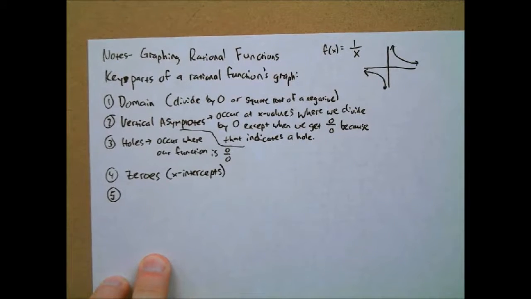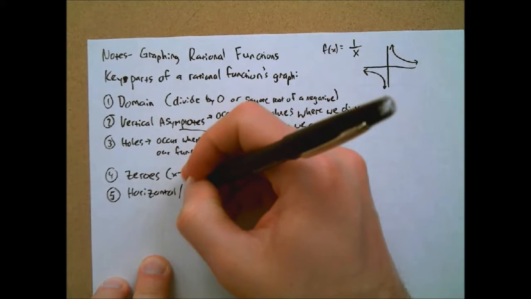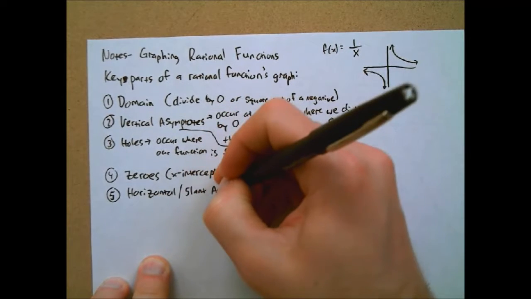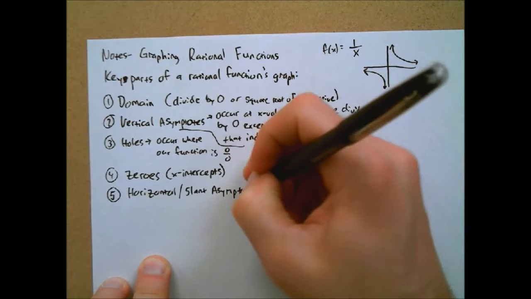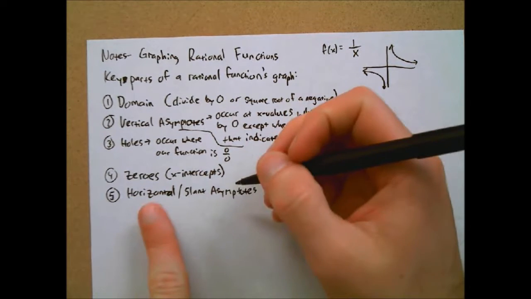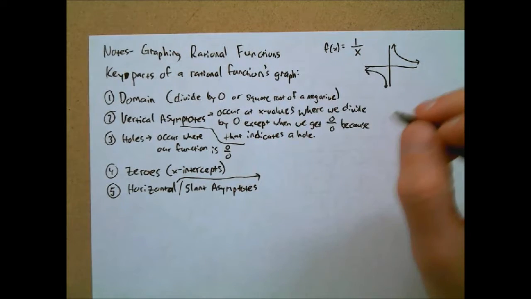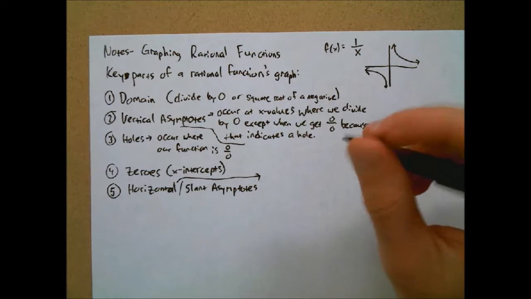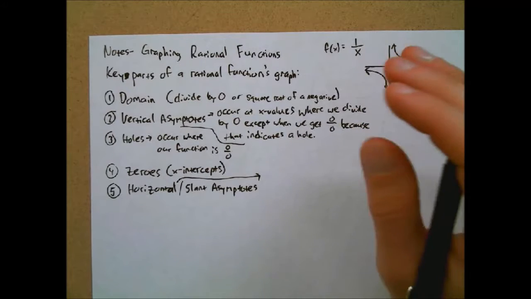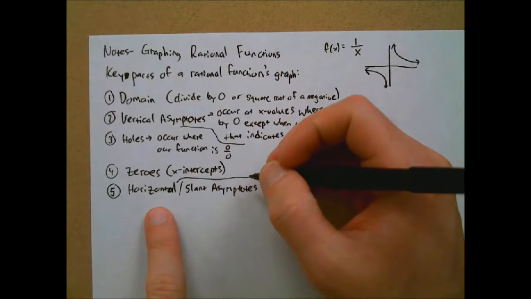Fifth, I want us to be able to identify any horizontal or slant asymptotes. A horizontal asymptote has to do with end behavior, because your function will approach that horizontal asymptote as you go really far to the right or really far to the left, in the positive infinity direction or the negative infinity direction, if it happens.